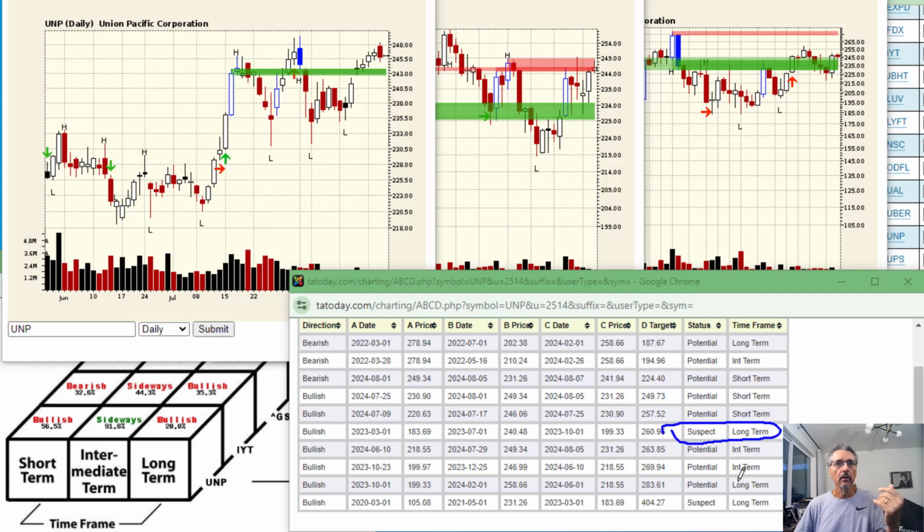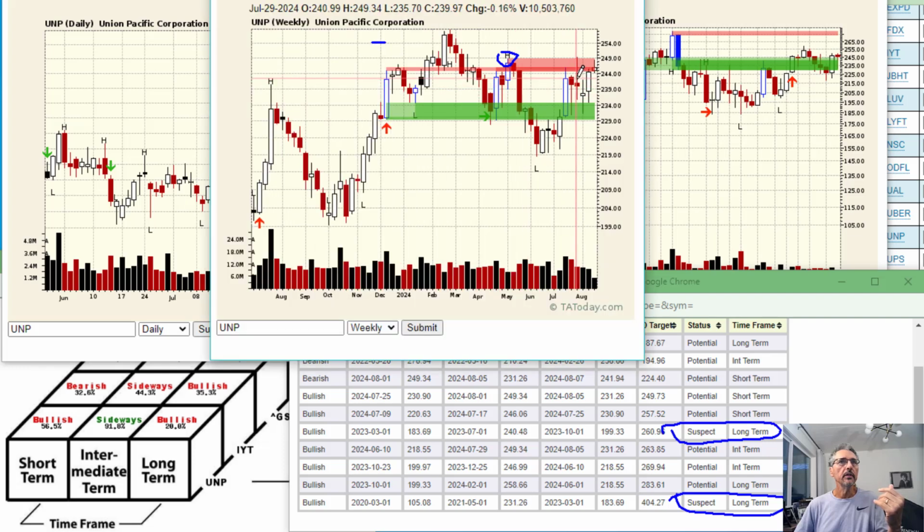This one, suspect, here's another one, long-term, both of them. 260 on one long-term, 404 on the other one. Well, 260 is not that far away, right? It's very close. So 260 is probably right in there. We can see 249. This one's 248 actually. 260 is a little bit higher.